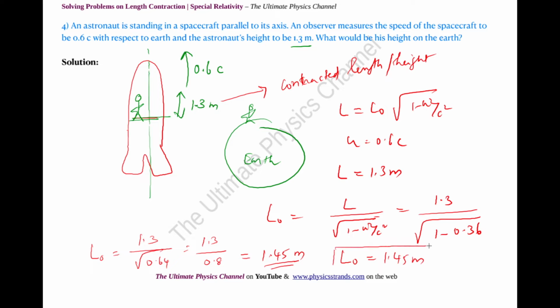In this case, it is the height of this astronaut who is traveling in the spacecraft. So the actual height is about 1.45 meters if he were at rest on the earth and his measurement was made. But while he was traveling on the spacecraft, his height was measured to be only 1.3 meters by an earth-based observer. Right, so that is the solution to that problem. So let's try to move on to the next one.